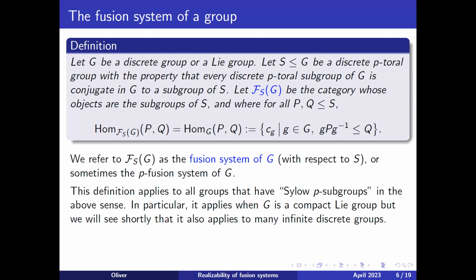Well, we've not invented one yet. I think you'd run into problems, because first of all, you wouldn't be able to just say, take the category of all subgroups of S if you've got a lot of subgroups that look nothing like p-toral groups.